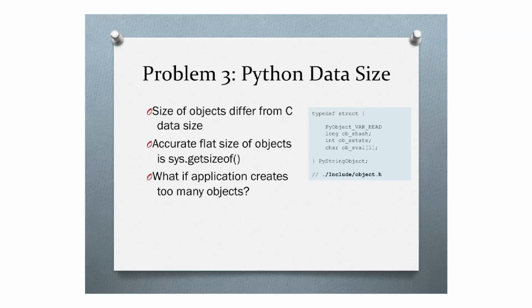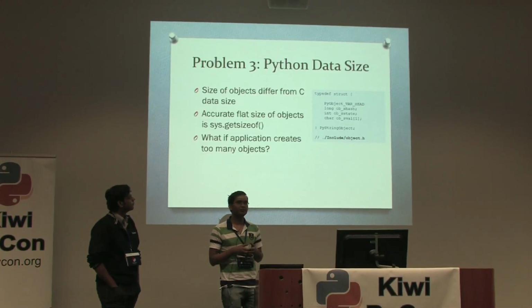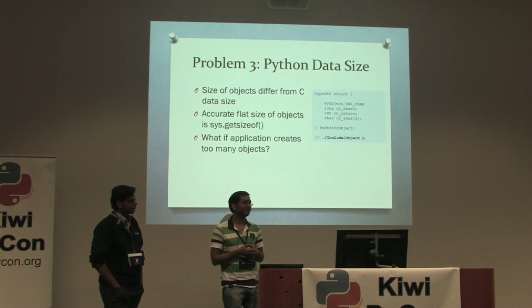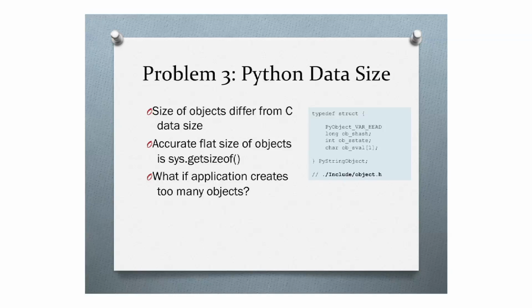Third problem is about the data sizes that we have in Python. So I mostly code in C and sometimes in Python. In C we have data sizes which are very efficient. It mostly works on the system level, but in Python object sizes differ a lot.